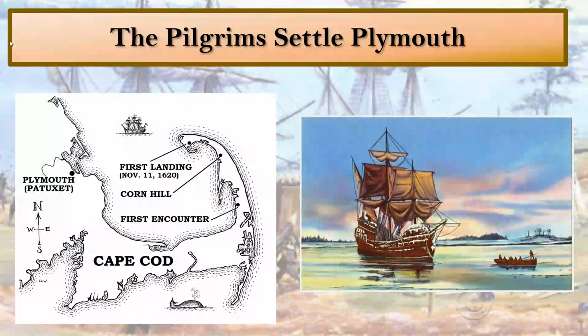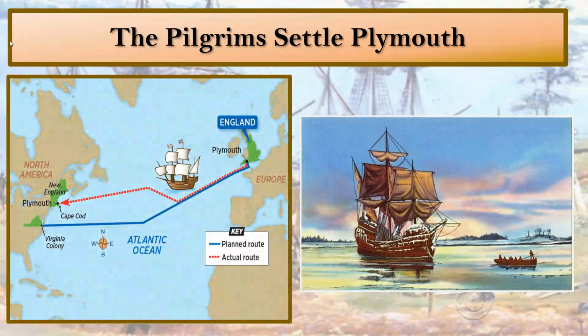I got a picture of the Mayflower here in Cape Cod Bay. Yeah, they did have a first landing on November 11th. In Corn Hill, they have an encounter with Native Americans way out on the Cape, on Cape Cod. Eventually, they're going to establish Plymouth as their settlement, and basically, there's your route, right? There's the plan. There's the actual route.